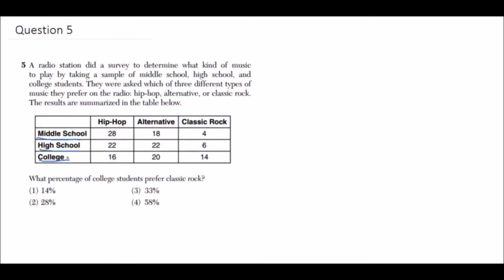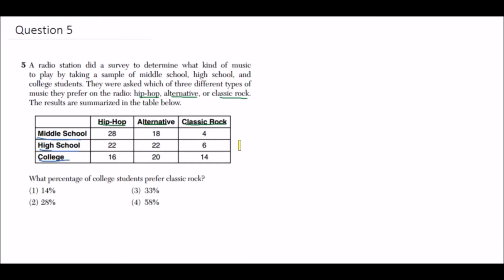They were asked which of 3 different types of music they prefer on the radio: hip hop, alternative, or classic rock. And those are reflected here. And the results are summarized in the table below. So basically, the numbers in here are the responses that they got. So meaning 28 middle school students said hip hop, 18 middle school students said alternative rock, 4 middle school students said classic rock, and 22 high school students said hip hop, etc., etc.